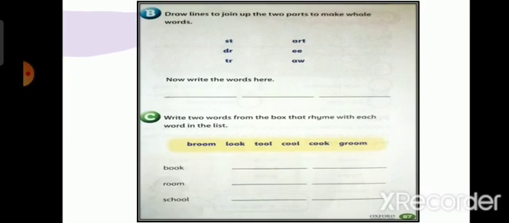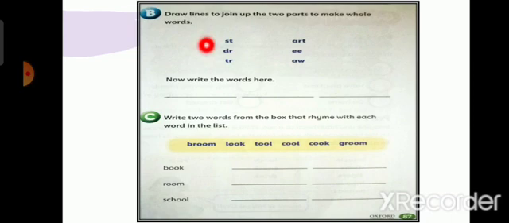Now come on the last page. Put your finger on the first question on this page. Draw lines to join up the two parts to make whole words. Here are two columns. You will join up these two parts to make whole words. Can you join them?